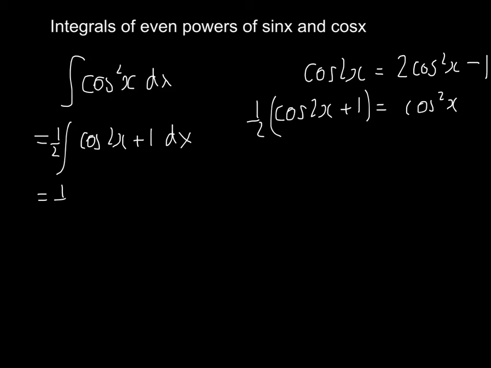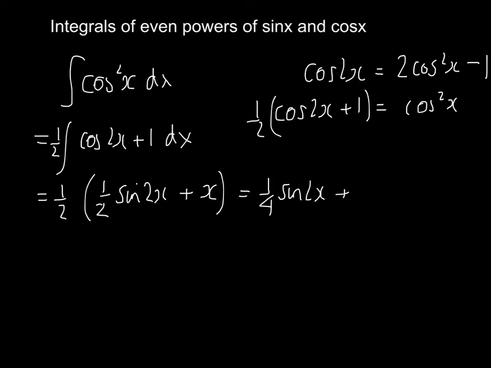Okay, so leaving a half outside, if we want to integrate cos 2x, well, I'm going to guess it's sine 2x, and then I'm going to differentiate that. If I differentiate sine 2x, I'll get 2 cos 2x, so to integrate I need to divide by that 2, and then if we integrate 1 with respect to x, we get x, so the answer is a quarter sine 2x plus a half x plus c.